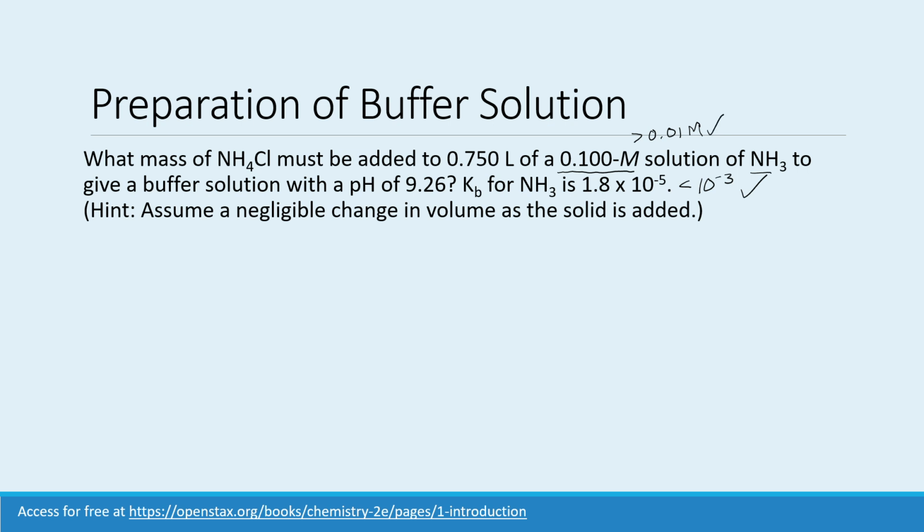Okay, so that checks off as well. But the other two stipulations, which is the concentration of the acid as well as the ratio of acid to base, we can't check those off quite yet because we don't know what the concentration of the acid is. So that's our first step, is to figure out what is the concentration of the acid.